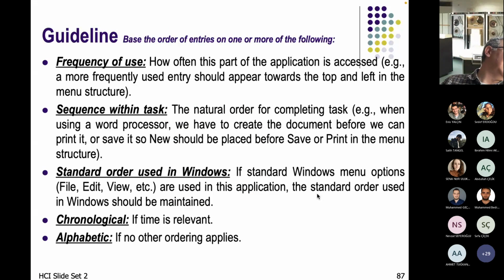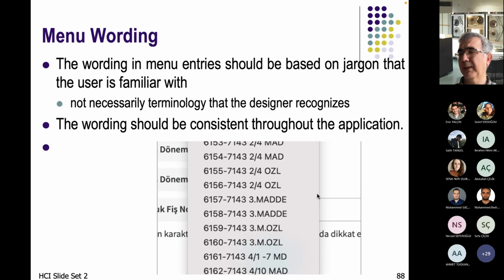So the basic guideline is 1, the frequency of use. 2, sequence within the task. 3, standard order used in Windows. 4, chronological. 5, alphabetic. Okay, that is the ordering. So wording of the menu entries should be based on jargon that the user is familiar with, not necessarily the terminology that the designer recognizes. It should be consistent.